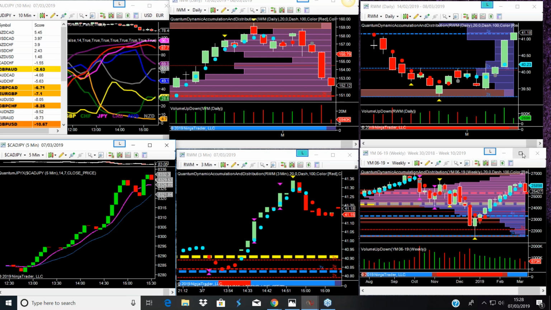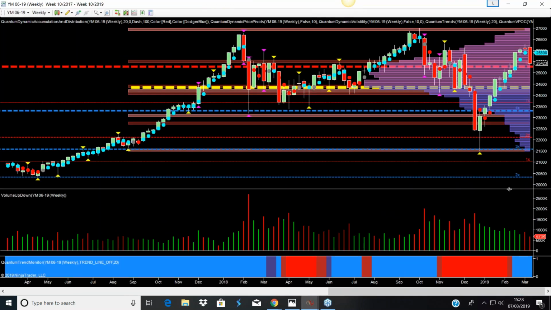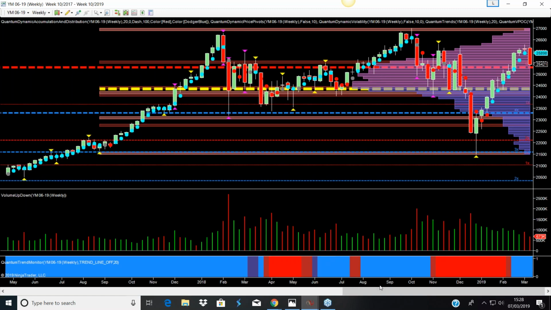Right, back to VPA and back to where we are now. I've actually pulled up the weekly chart of the YM, but you'll see this reflected when you get a market condition like the one we're in at the moment. You will see this reflected across all markets, instruments and timeframes.